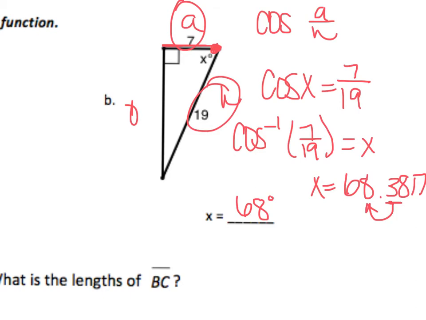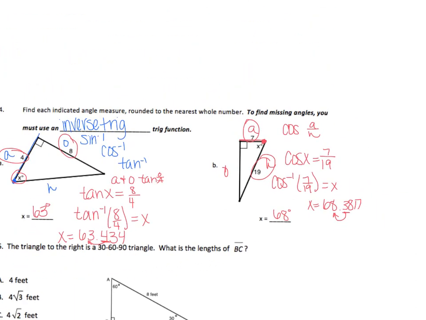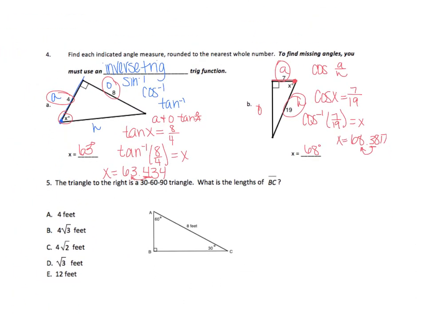Okay, so anytime you're looking for an angle measurement, you're going to use the inverse cosine or inverse sine or inverse tangent. You're going to use the inverse function. If you're looking for a side, you're just going to use the regular old function.